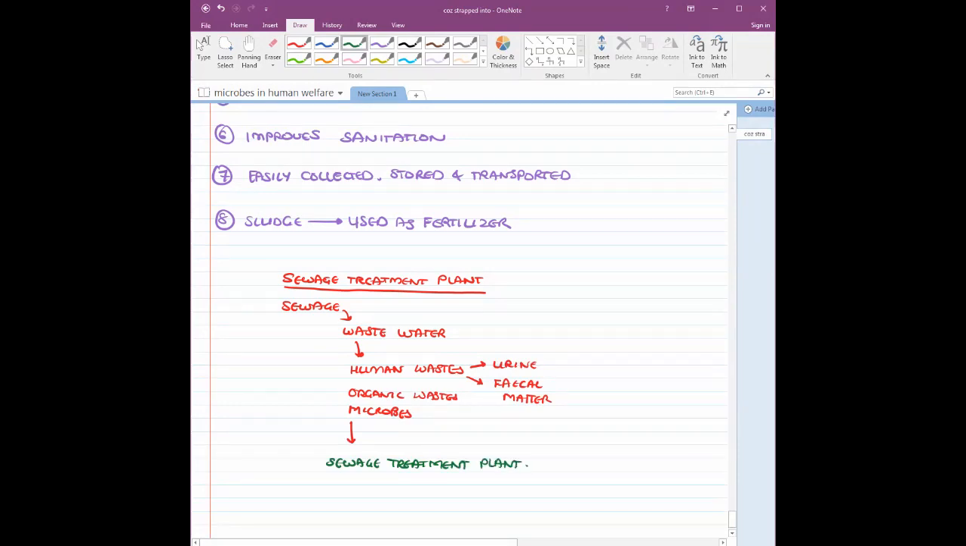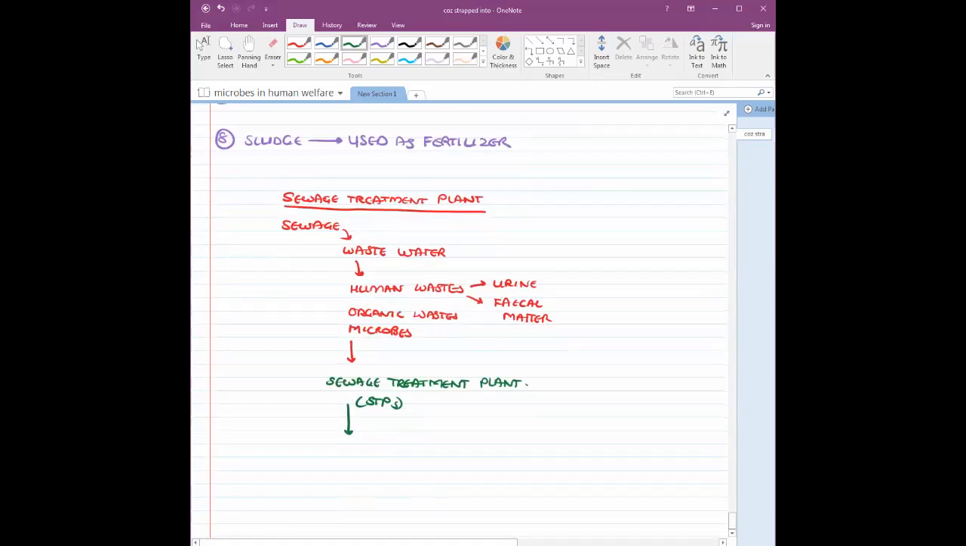Okay, fine. Now, these sewage treatment plants, guys, we are going to call them STPs, sewage treatment plants. Now, what are these going to do? These sewage treatment plants are going to remove all your waste, whatever organic, inorganic matter, whatever waste products that are there, and plus it is also going to remove your microbes.